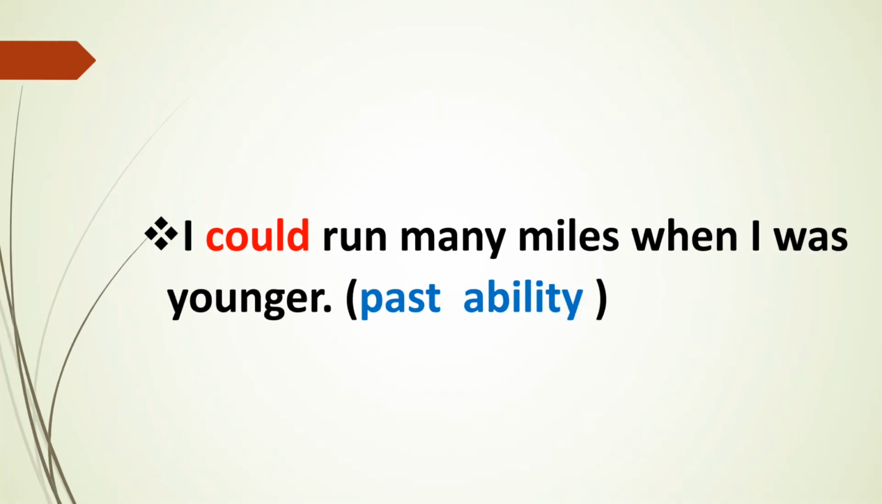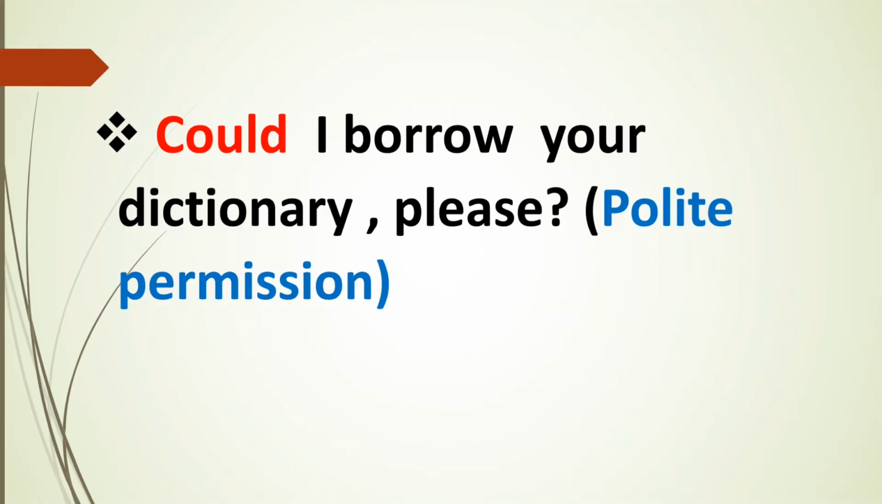So now let me move to the next example. The next example is about past ability. So look at the given example sentence. I could run many miles when I was younger. So when a person was younger, I refers to somebody here. When the person was younger, he could run many miles, but now maybe he can or maybe not. But it was the past ability of the person.